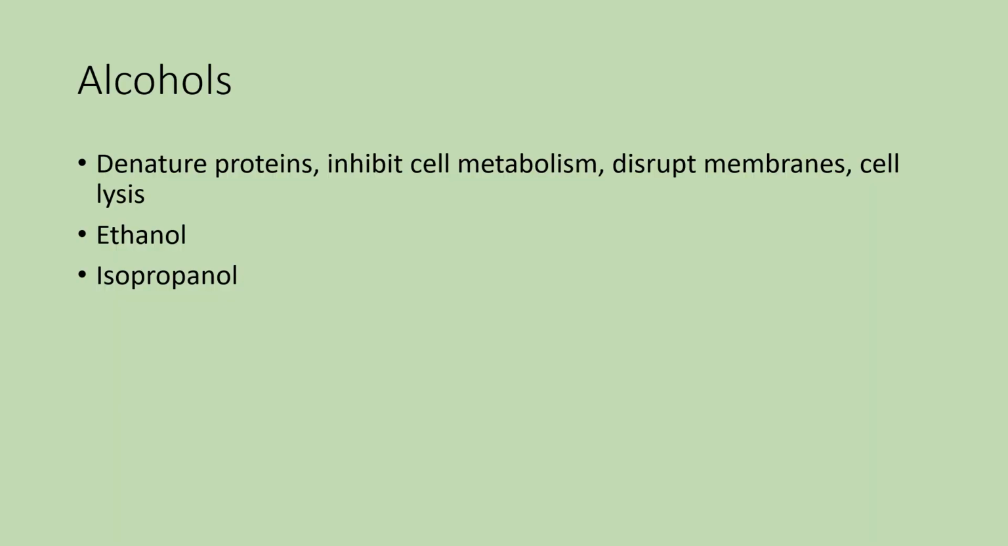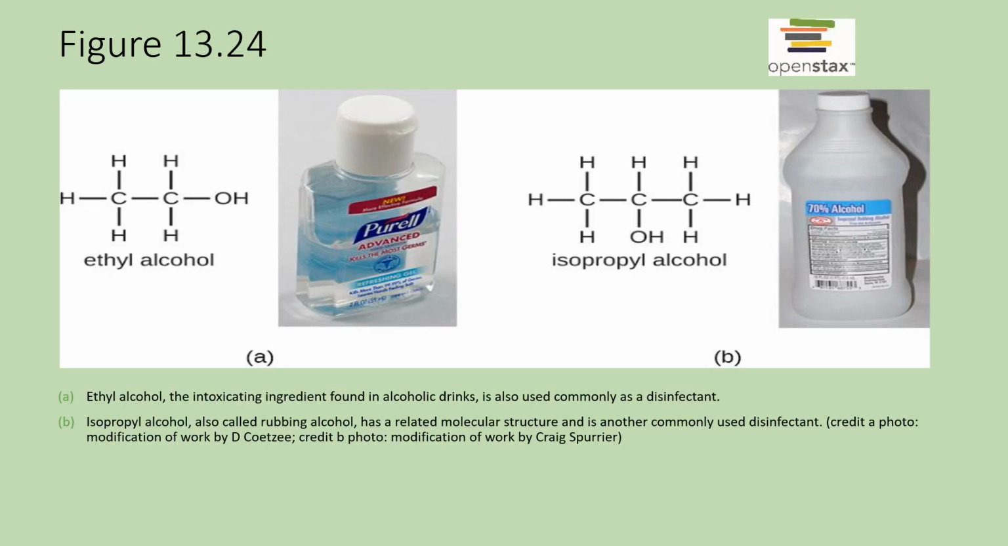Alcohols tend to denature proteins. They will inhibit cell metabolism. They may disrupt the membrane. They may ultimately cause a cell to burst or lyse. Two very commonly used alcohols to control microbial growth are ethanol and isopropanol.